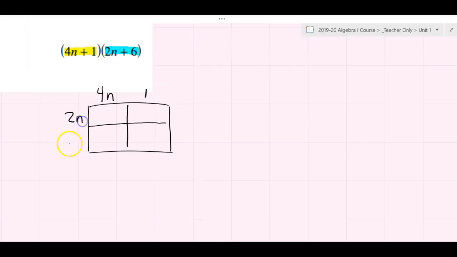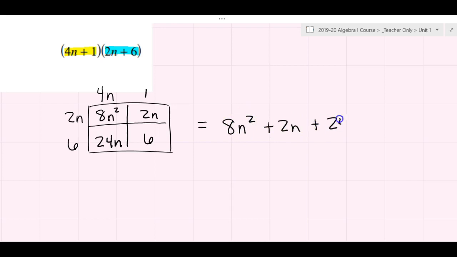So 2n and 6. Now when I multiply here, I get 8n squared. 2n times 1 is 2n. Here I get 24n and 6. I'm going to pull everything out. The only terms I need to combine are the n's. 2n plus 24n is 26n.